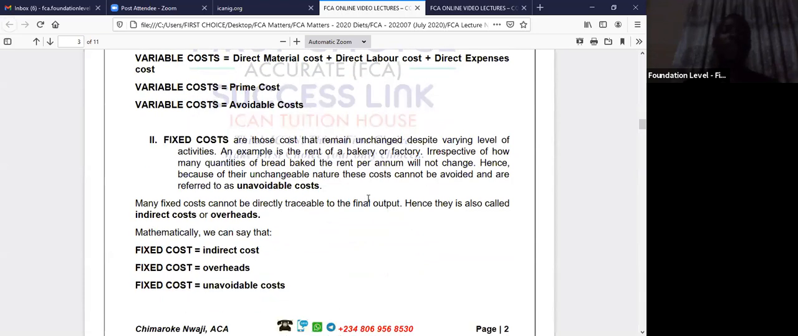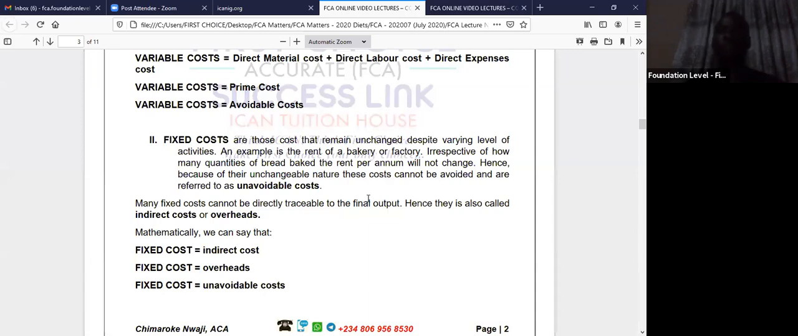What about fixed costs? Fixed costs are those costs that remain unchanged. They don't respond to an increasing level of activity. An example is the rent of a bakery or a factory. Now, these costs are unavoidable costs. Now, in our class MI, we are going to be calling them overheads. So indirect costs are overheads. They are also called period costs.